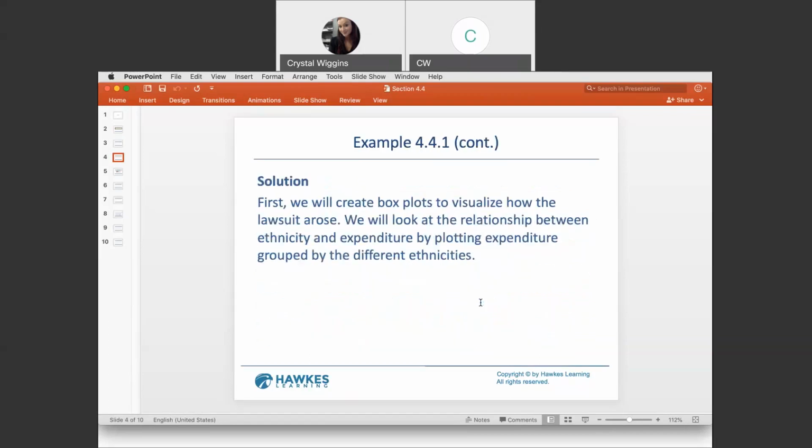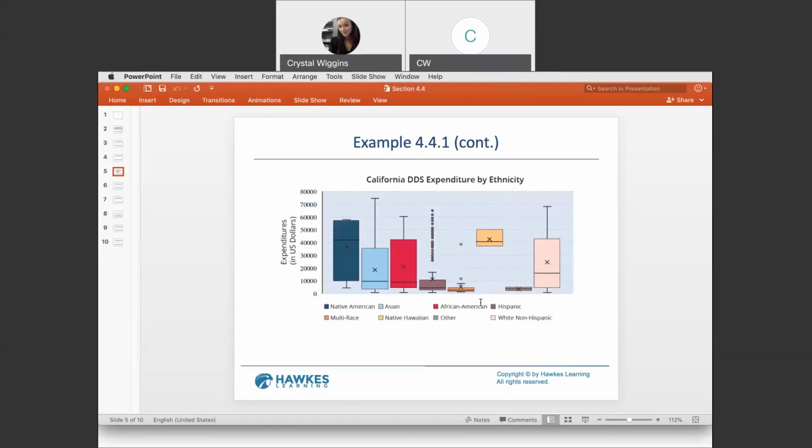So first we will create box plots to visualize how the lawsuit arose. We will look at the relationship between the ethnicity and the expenditure by plotting expenditure groups by the different ethnicities. So here we are. The x's in these box plots are the means, the averages, which remember is not part of the 5-number summary. The line that crosses the box itself is the median.